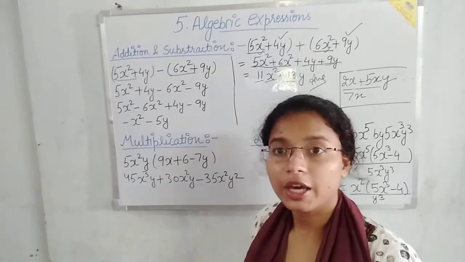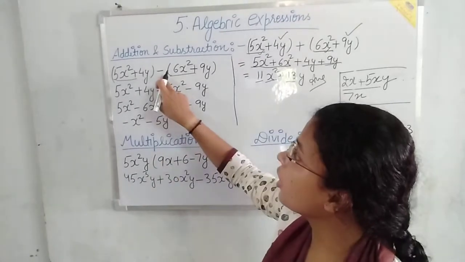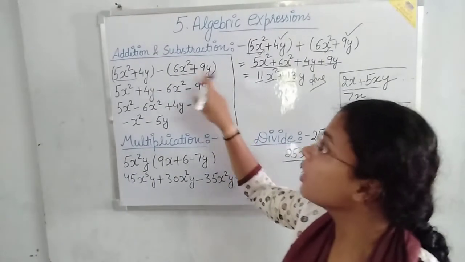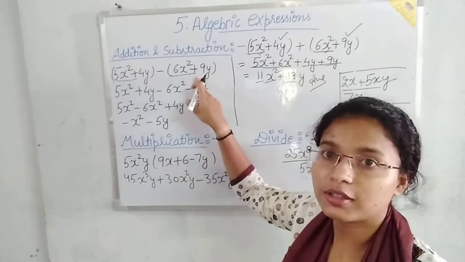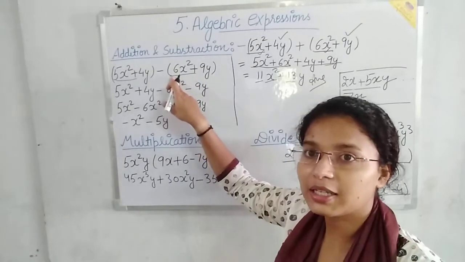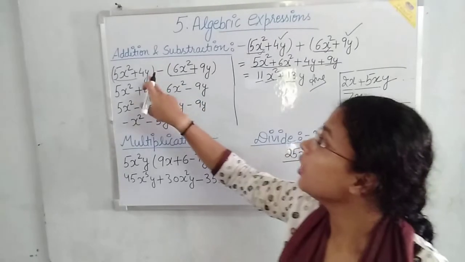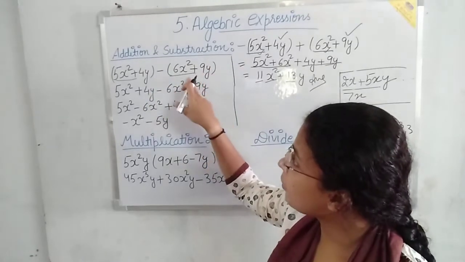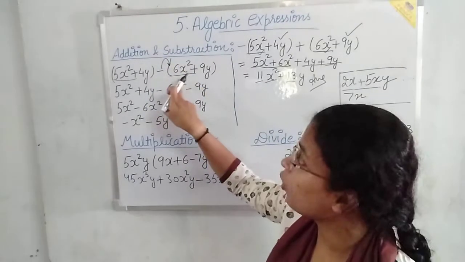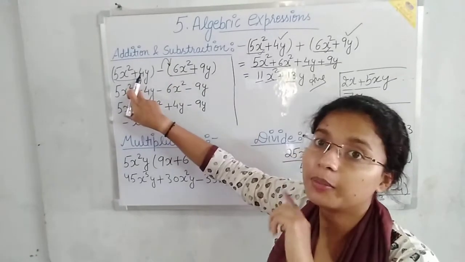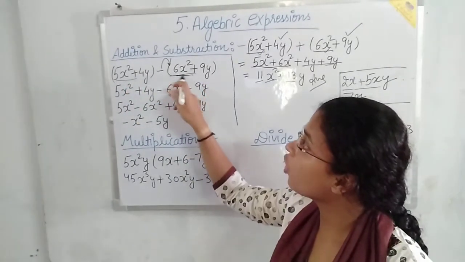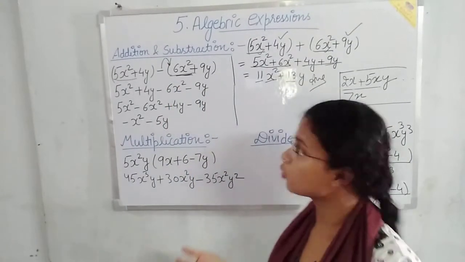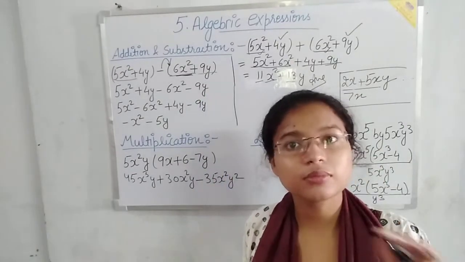sign. So if any minus sign is given, when you open this bracket, the sign will change for this bracket. Means the plus will become minus and the minus will become plus. If a minus sign is given, when you open the bracket, only the bracket after the minus sign will change. This bracket will be as it is. So the sign of this bracket will change. Meaning this plus 6x square will become minus 6x square and this plus 9y will become minus 9y.